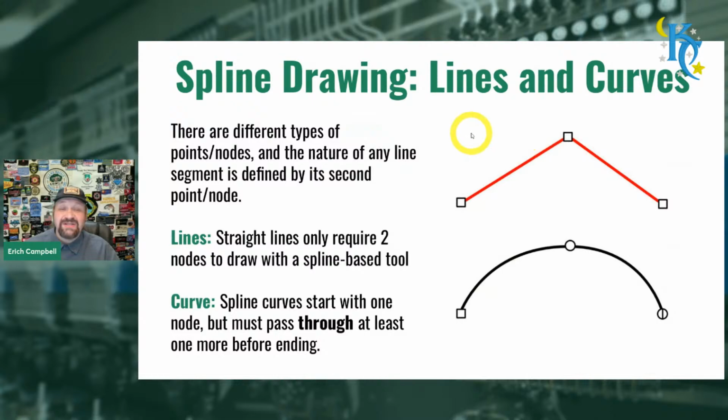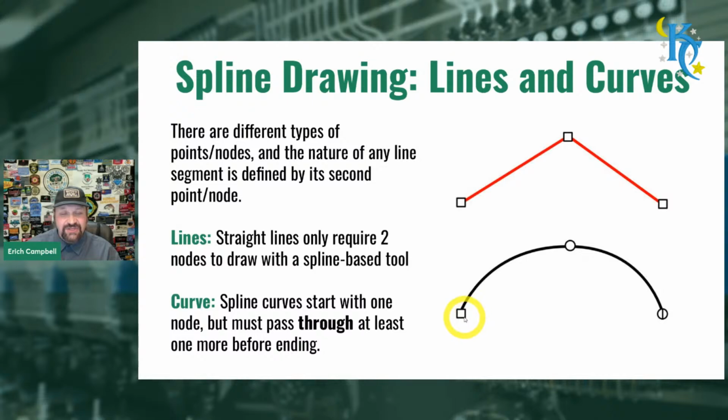And there's also different sorts of lines and curves. A straight line for spline drawing only requires 2 nodes to draw with a spline-based tool. But the thing to remember, and this is what gets people very confused, especially depending on how your software previews a line, is that to define a curve, you need 3 points. Why? In the case of especially a spline, if we're not doing this with Bezier, from one point to a second point, no matter what that node is.